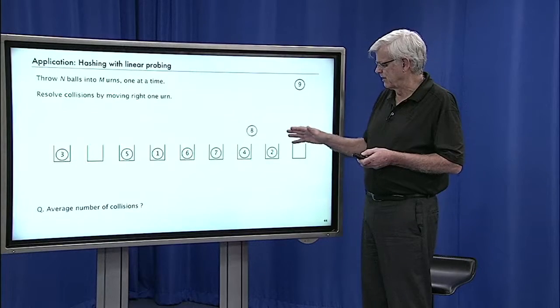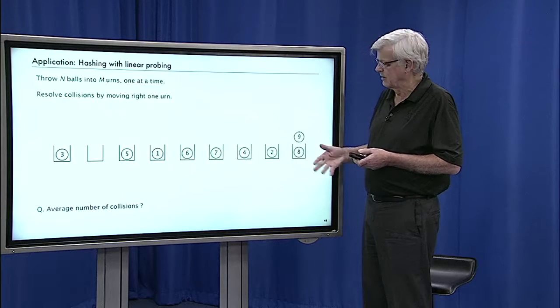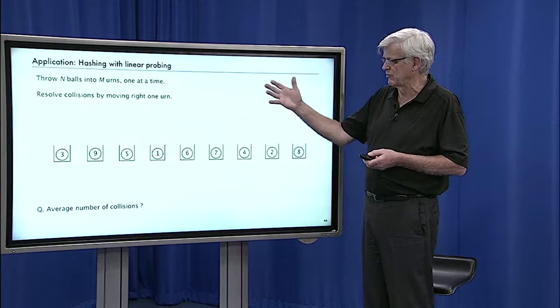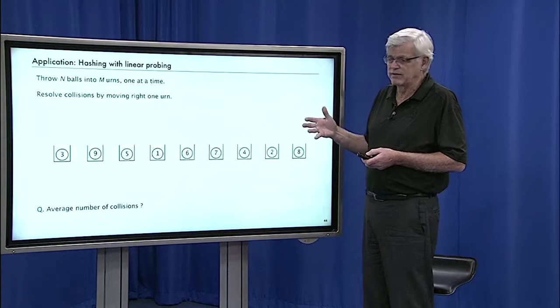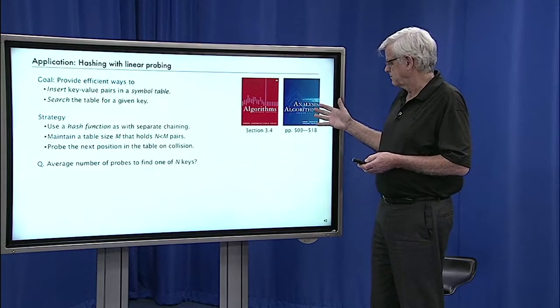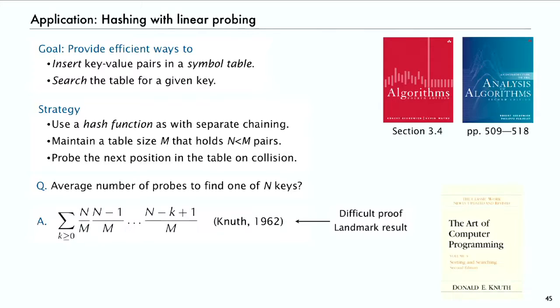Now, you don't want to do this if the table starts to get full, as we'll see, but still we're going to want to have analysis that tells us the average number of collisions when we use this algorithm. And it's a relatively easy algorithm to implement as well, and found in standard algorithms books. So that's the key question. What's the average number of probes to find one of the keys if you use this algorithm, hashing with linear probing?